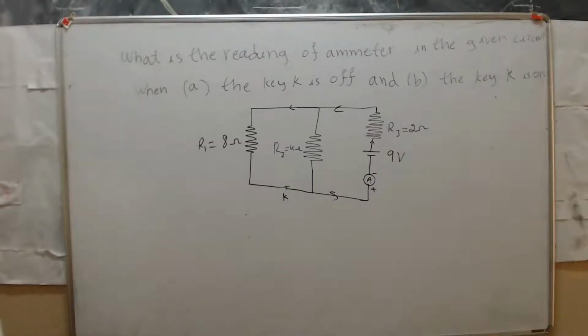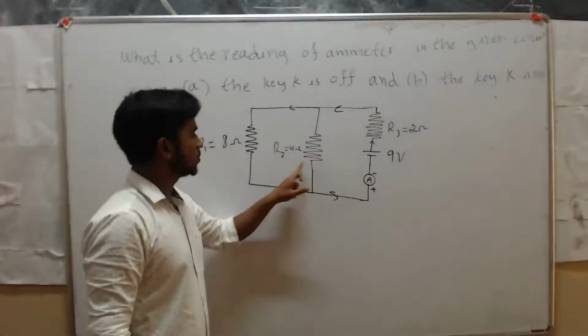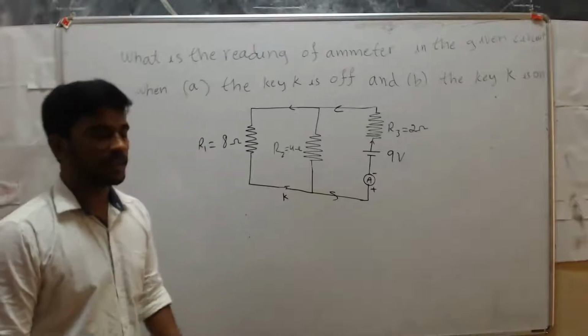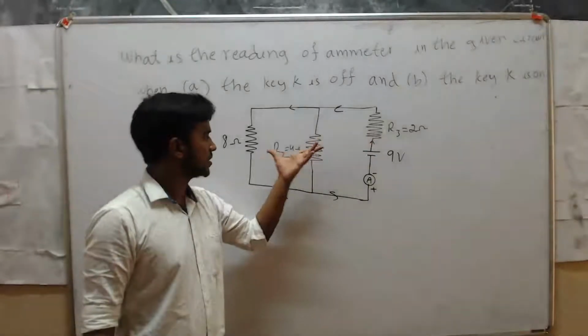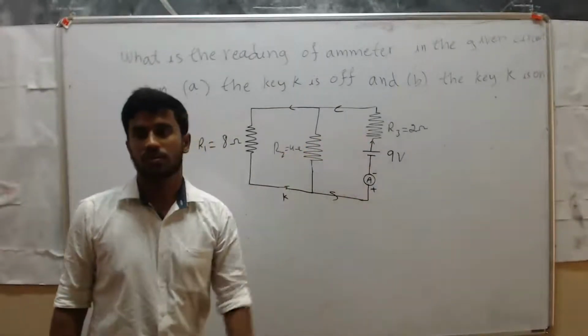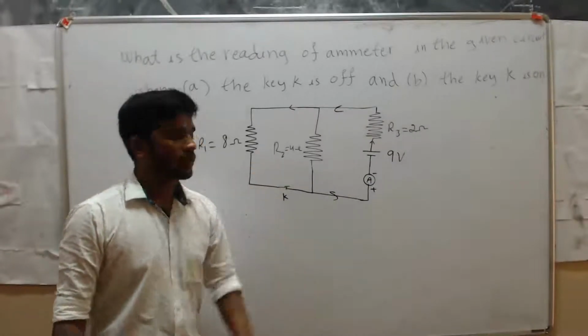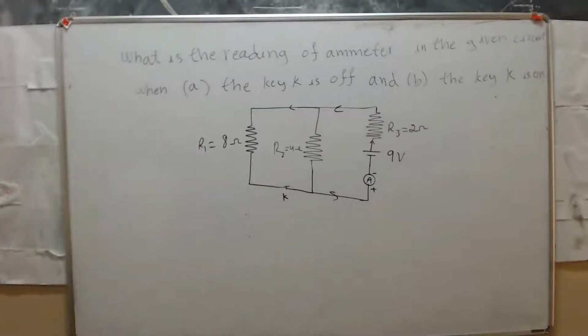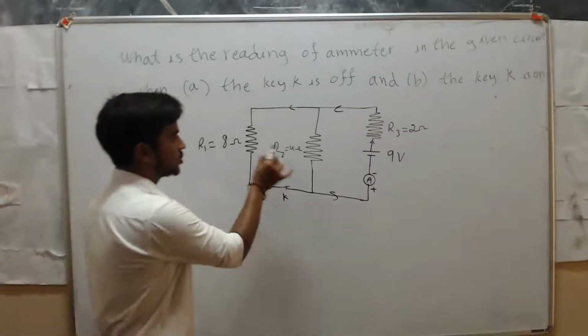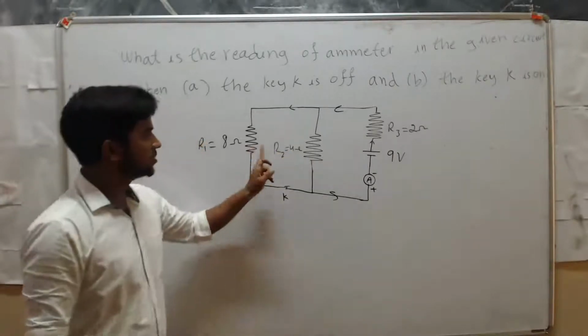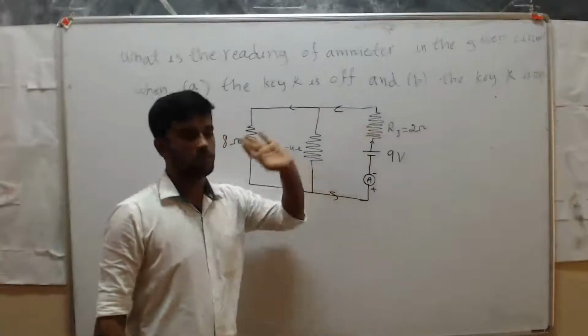Yes. First solve these two. If you solve these two, it will become 1. Then this combination is in series with this one. First solve these two, R1 and R2. Now these two are in parallel, but this combination is in series with this one.